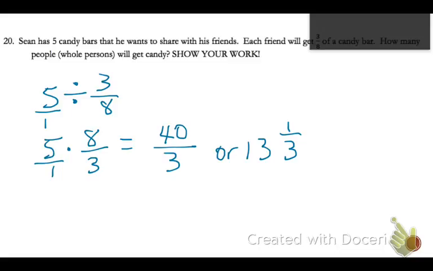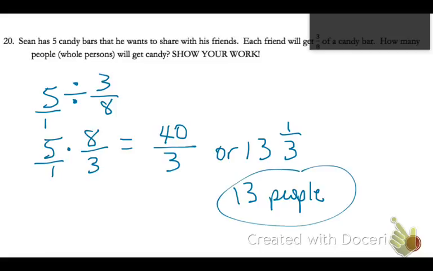But we want to know whole persons. So 13 people can each get 3/8 of a candy bar if we're starting with 5 candy bars.